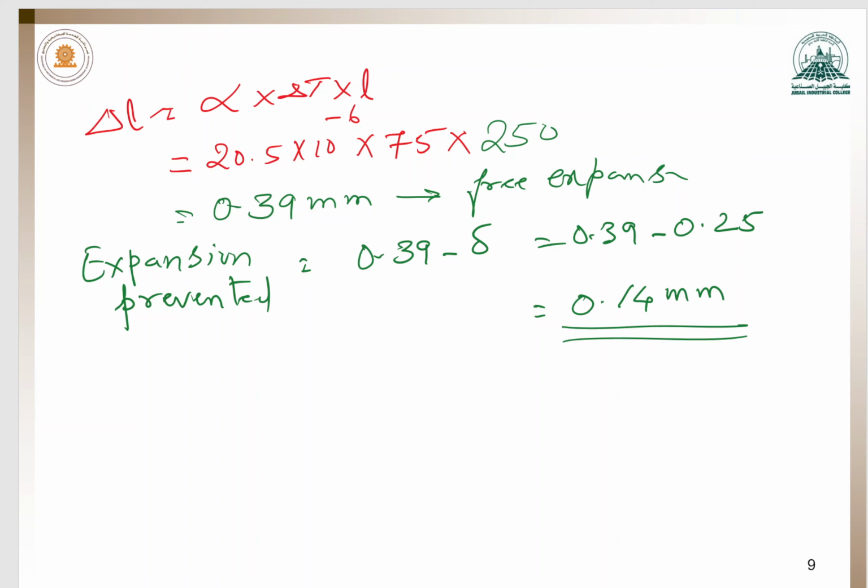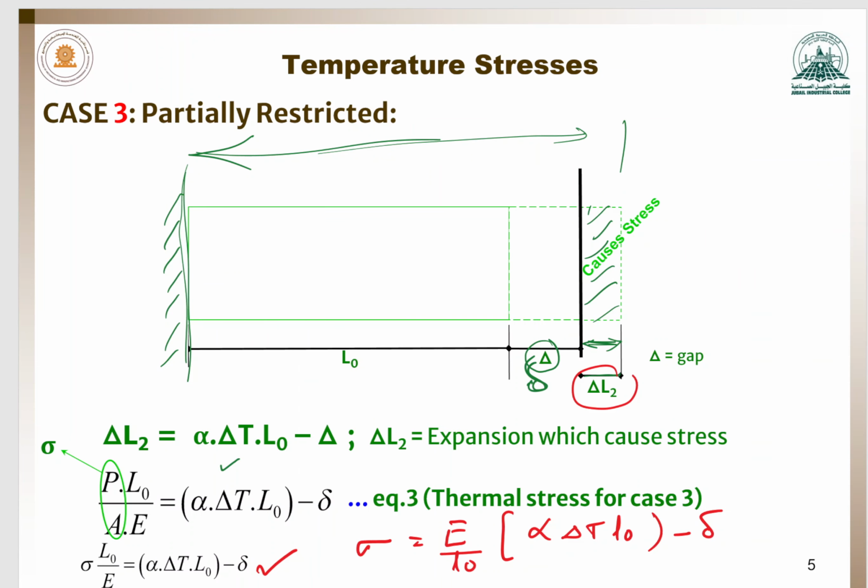Okay. So now we know the formula. What is the formula now? Let's just go back and check what is the formula here. We already found this value. This is already done. Now we are left with PL by A. You have to just write P by A is sigma. Sigma into L by E.